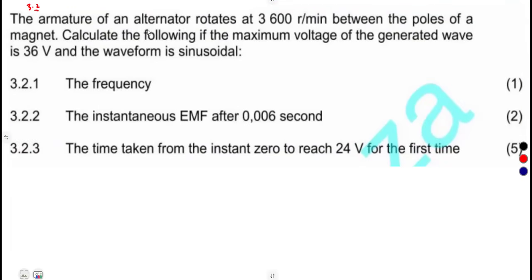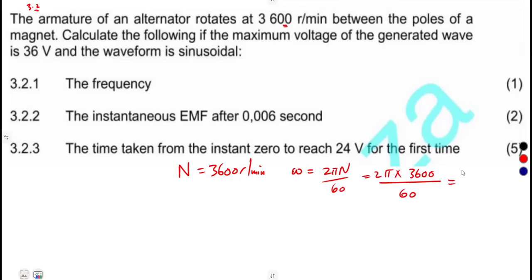So 3.2, the armature of an alternator rotates at a speed of 3,600 revs per minute. Why are we given the speed? So that we can calculate the angular speed from there. Omega is 2 pi n over 60. 2 pi times 3,600 over 60 in rad per second. So that's 120 pi rad per second.